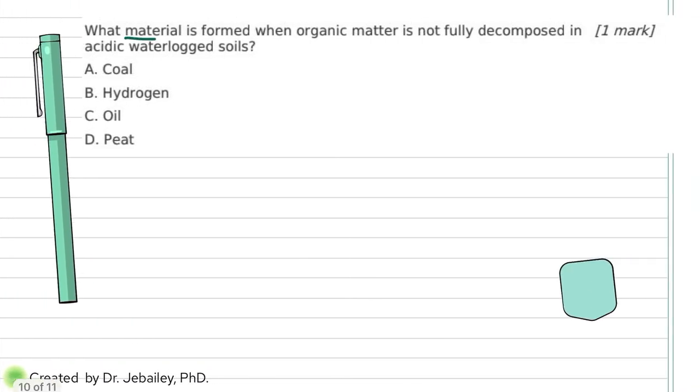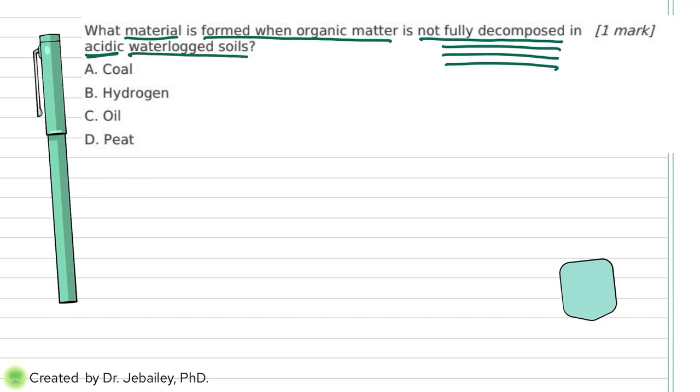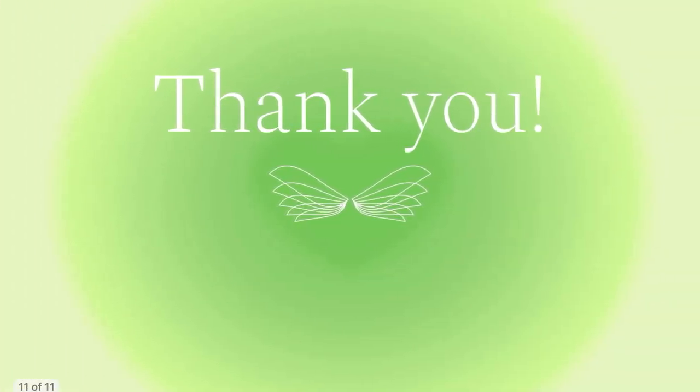Here it says, what material is formed from organic matter and is not fully decomposed? And I put this here just to remind you again. It said the words not fully decomposed. So that means partially decomposed. And then it gave you the words acidic and waterlogged. Automatically, peat. You shouldn't even need to look at the other answers because automatically it is peat. When it says partially decomposed, acidic, anaerobic, waterlogged, those four words, automatically it is peat. And that's pretty much it.